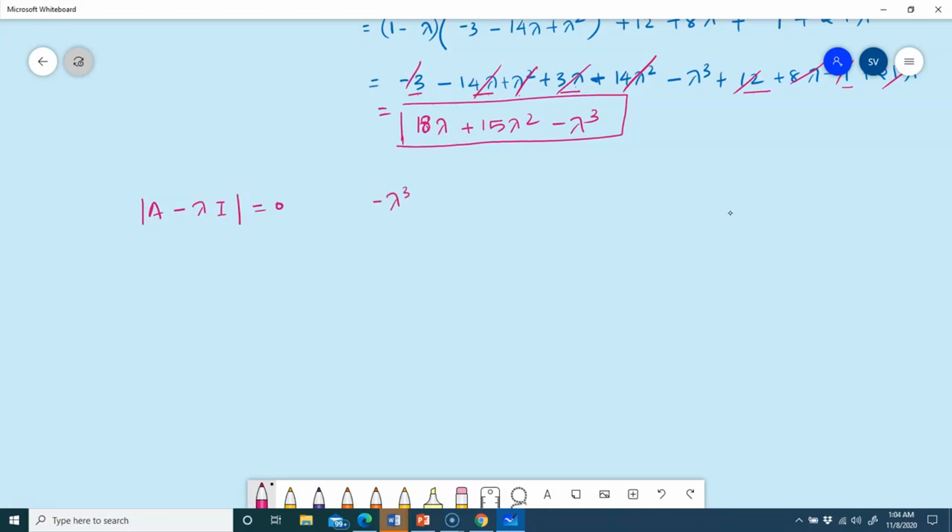Here we have the characteristic polynomial, and equate this to 0, that is negative lambda cube plus 15 lambda square plus 18 lambda equal to 0. So we can rewrite this as lambda cube minus 15 lambda square minus 18 lambda equal to 0. This is the characteristic equation of the matrix that we considered in the beginning. That was the 3x3 matrix.